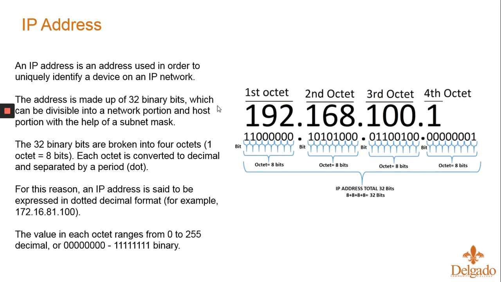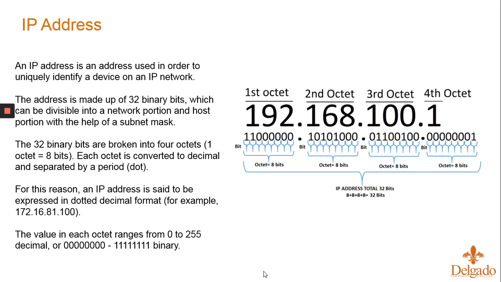Now, we don't normally worry about MAC addresses in our day-to-day life. Occasionally we do need to know a MAC address, but for the most part we're going to be working with IP addresses, or Internet Protocol addresses. The IP address is the address used to uniquely identify a device on an IP network. The address is made up of 32 bits, which can be divided into a network portion and host portion with the help of a subnet mask. We'll talk about the subnet mask in a moment.